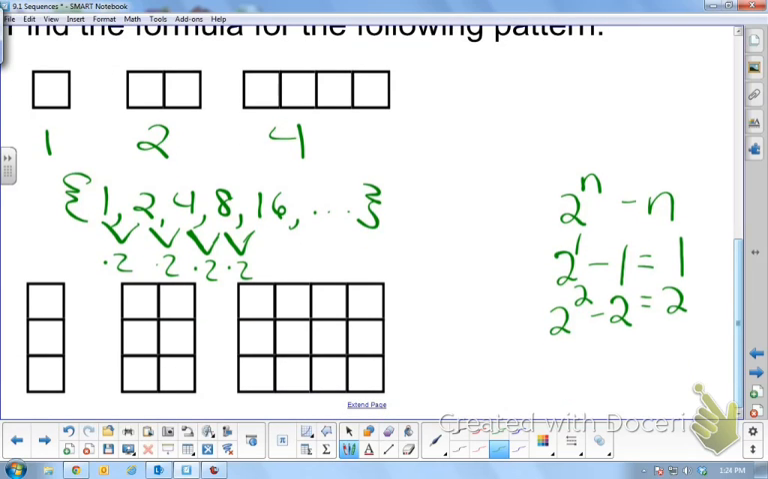We've got to check our third term, 2 to the 3 minus 3. What's 2 to the third? 8. It's 8 minus 3. No! Oh no. So we're close.